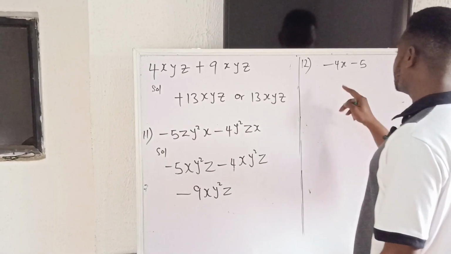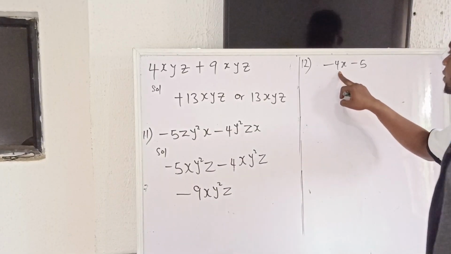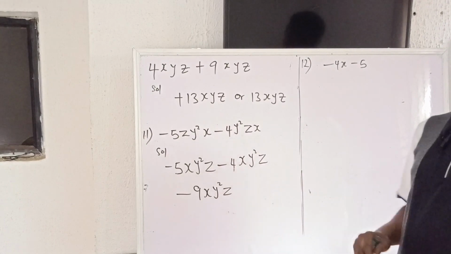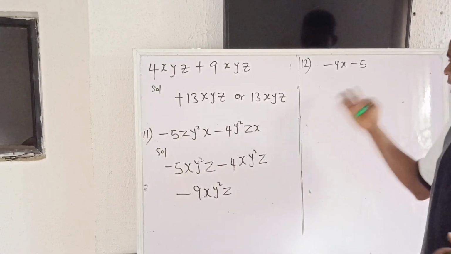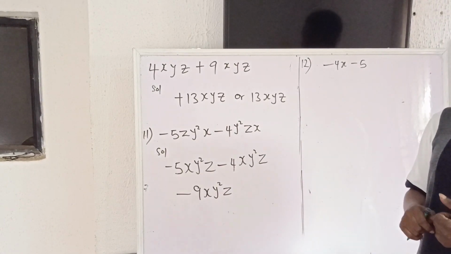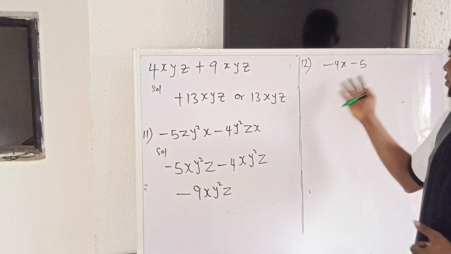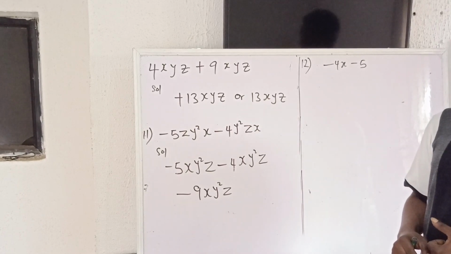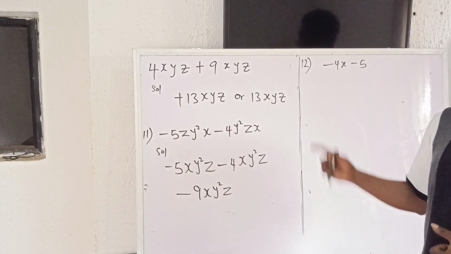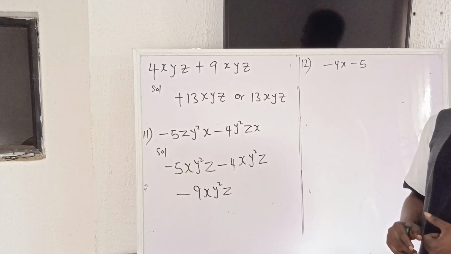So for number 12, if you have to simplify minus 4x minus 5. Now, looking at this, is it possible for us to simplify this, or what do you think the answer should be? Should the answer be minus 9x, or should the answer be minus 9? Let's see if both answers are correct.